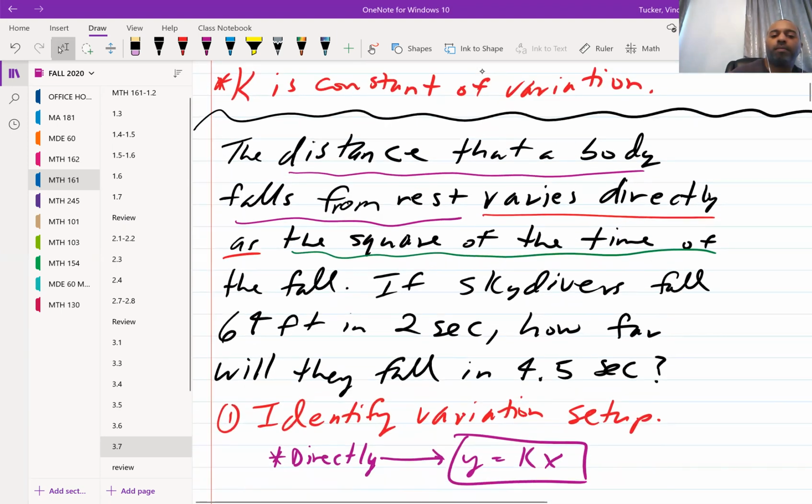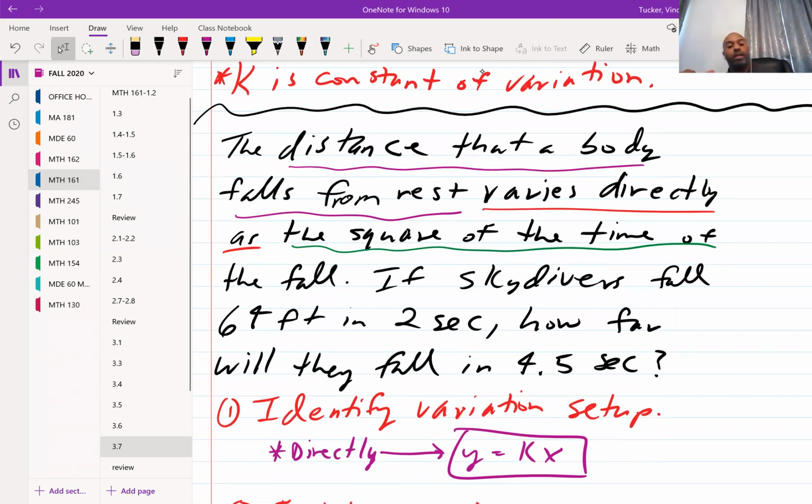All right. So we're going to go through these steps. I've written out these steps. If you follow these steps, no matter what problem you deal with in this section, it should set you up for success. Step one is that we want to identify the variation setup. So we see right here it says varies directly. So that means we're going to use this setup of y equal to k times x.